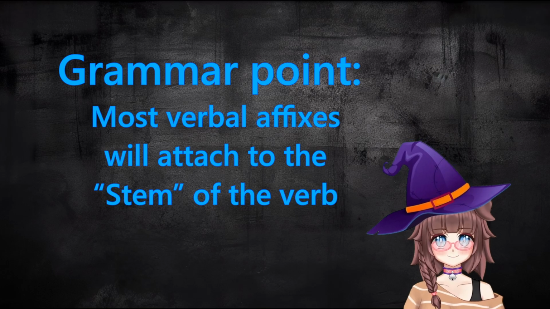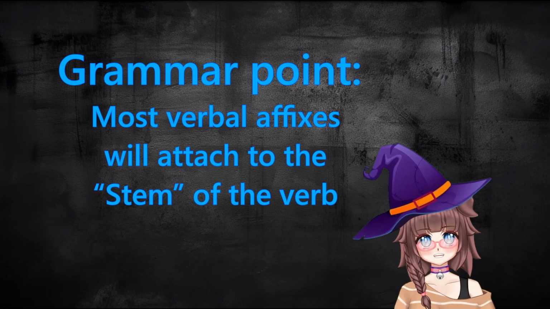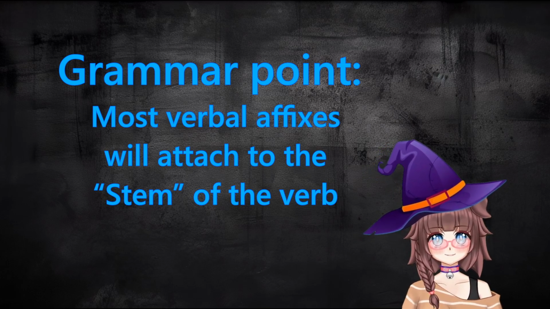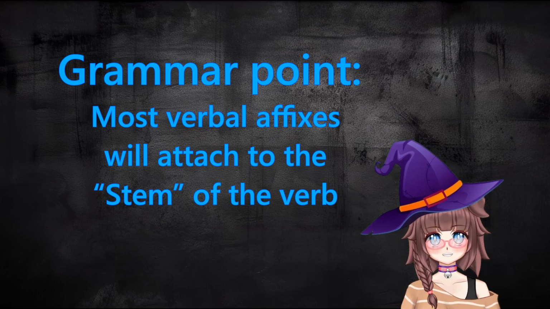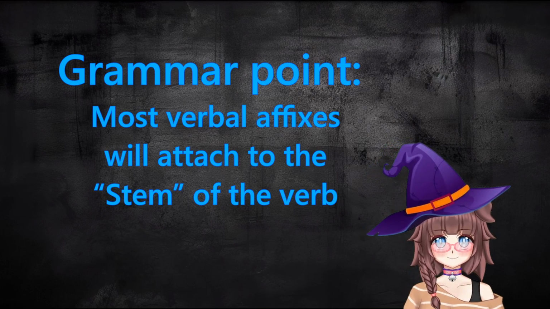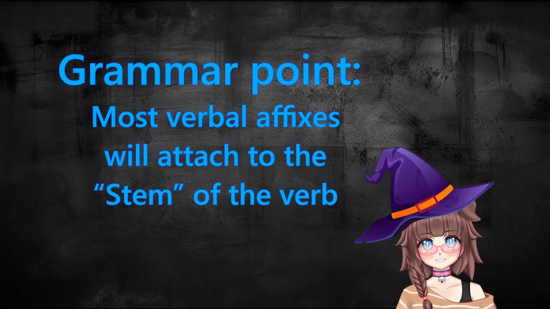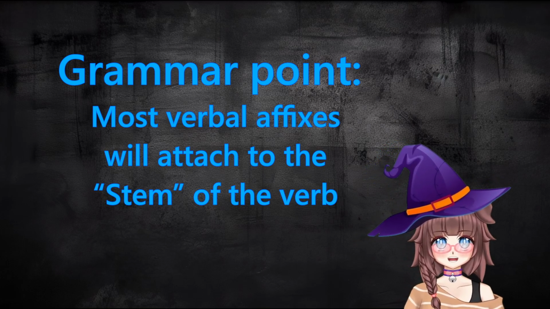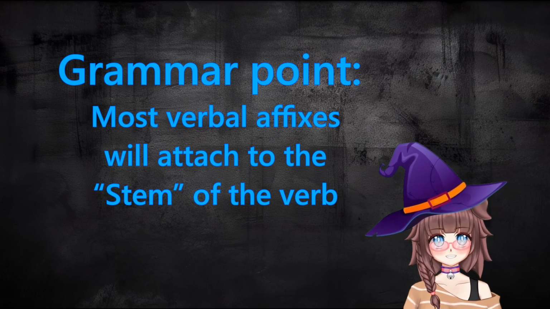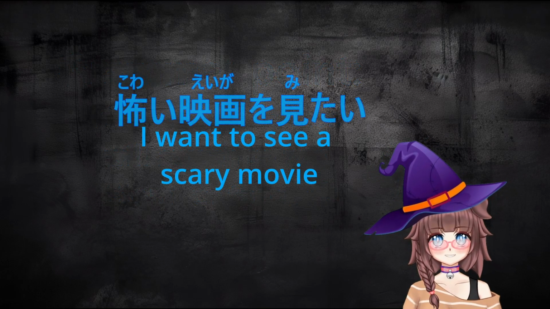Many of these verbal affixes, including the tai form that we're going to learn today, are generally going to need to attach to the stem form of the verb. That's handy and convenient because for the most part, so long as we know how to form the stem of the verb, adding a suffix like tai is mostly just a matter of sticking it right on the end. As I've said before, the Japanese language has a tendency towards being somewhat plug and play, so it's easy in that way. Let's start with a quick example sentence.